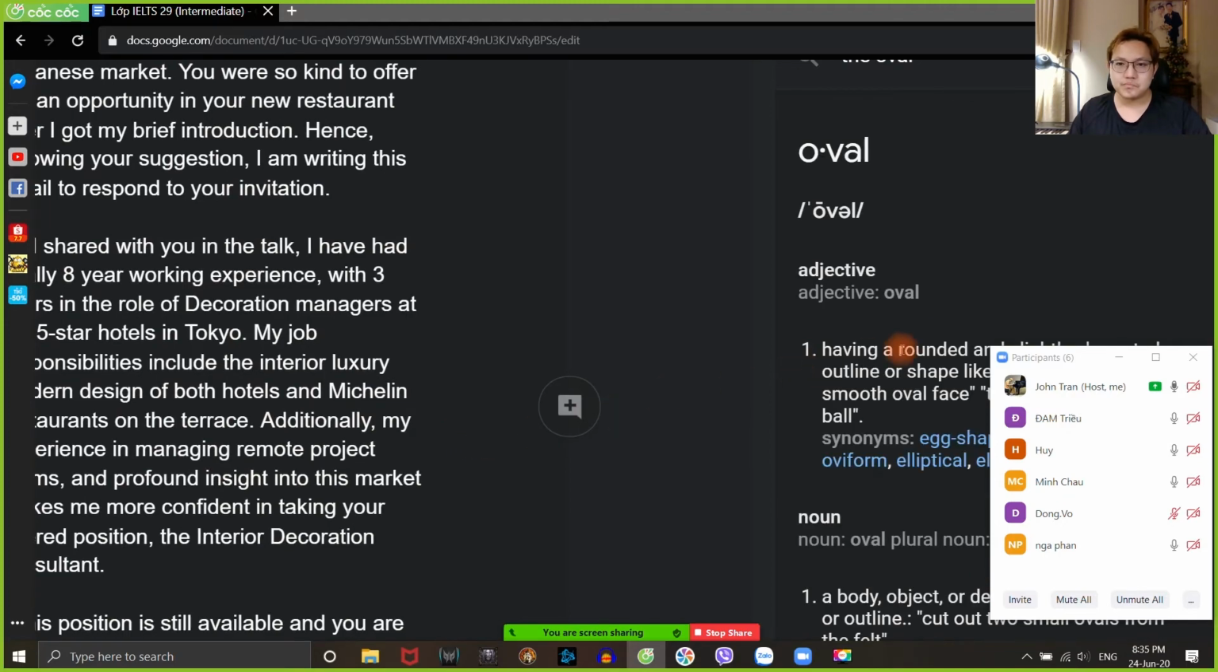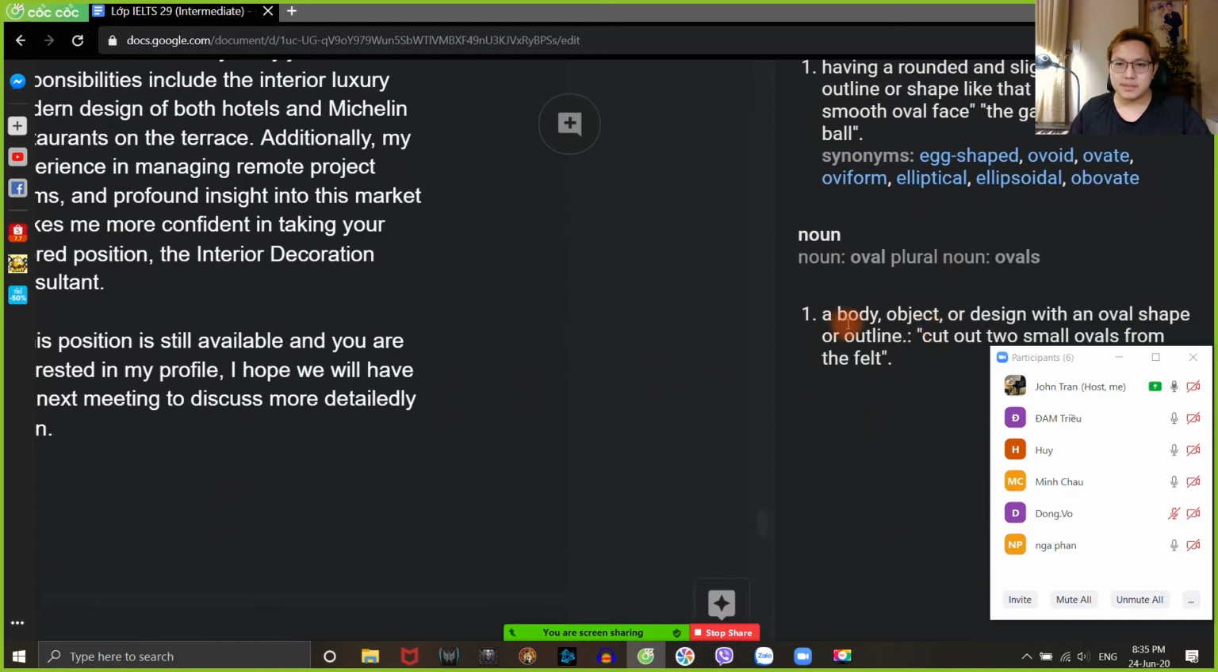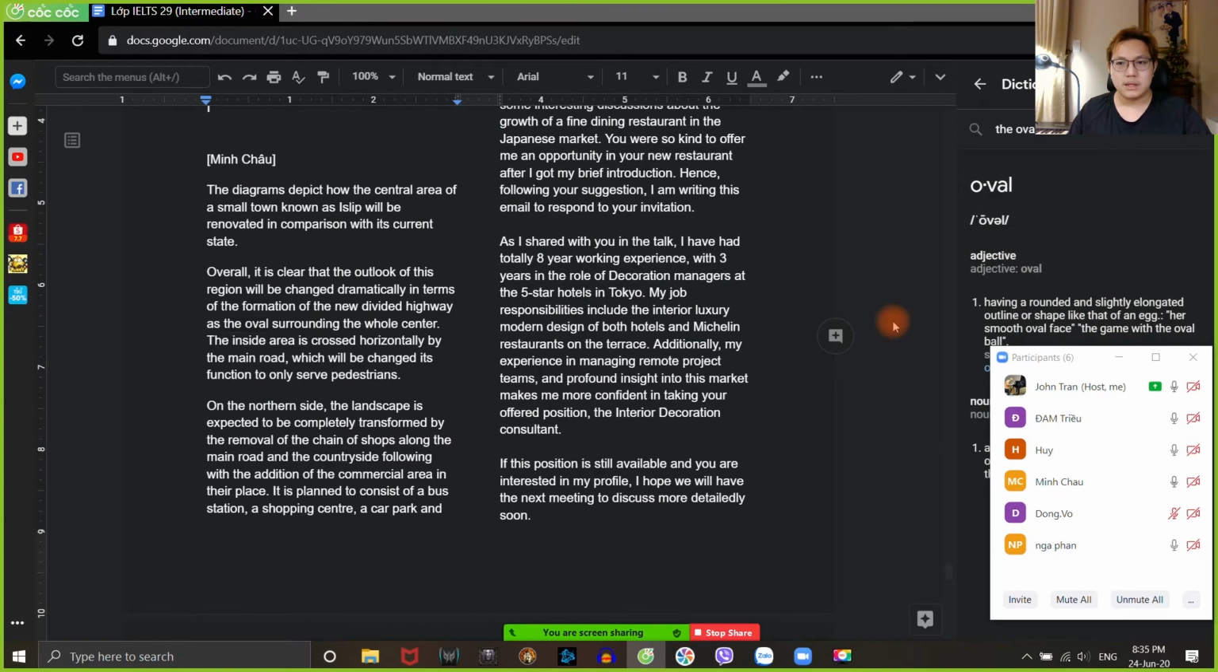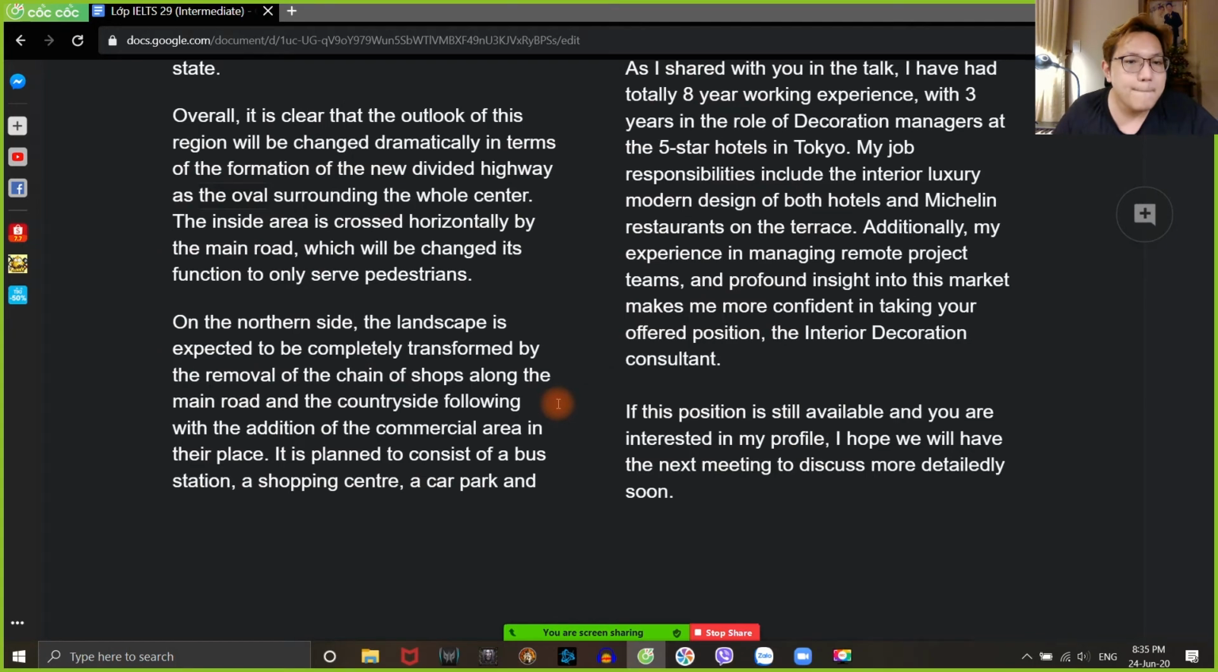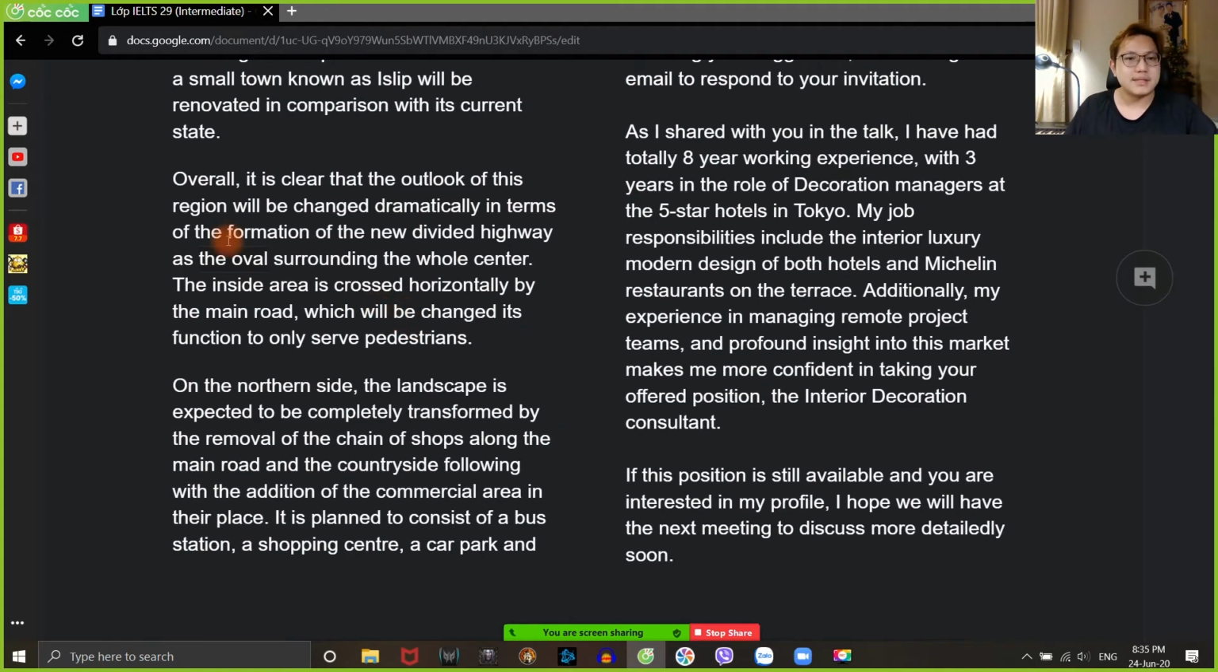Let me check. Okay, oval on the body object. Okay. I think so. I think it's just the oval. It's a noun. Nó cũng là noun mà. Yeah. It's also a noun too. So you can use it. Where is that? As the oval surrounding the whole center. Như là một hình oval bao xung quanh cái nguyên cả một cái trung tâm, okay? Surrounding the whole center. Rất tốt.